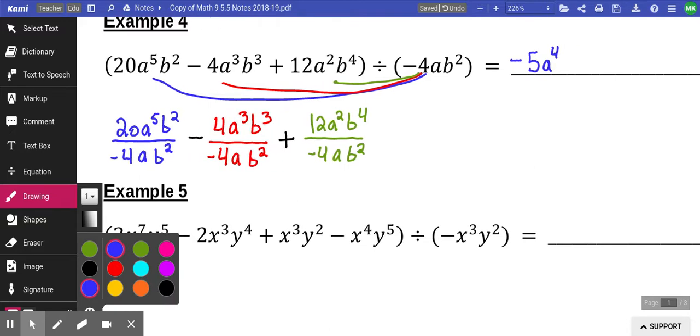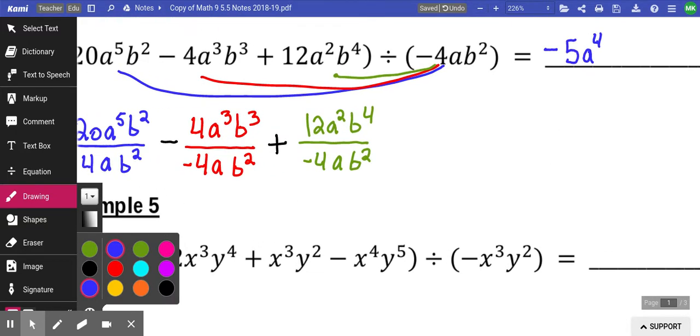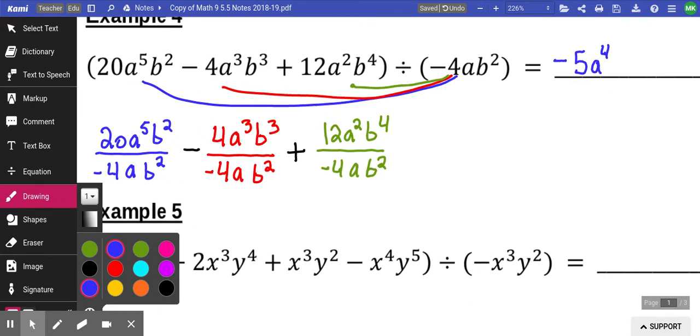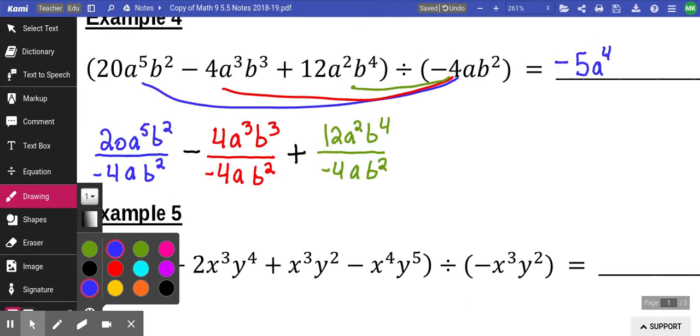The red ones are where things get interesting, because we have 4 divided by negative 4 in the fraction when we look at the numbers. The negative on the bottom would actually affect the negative out front.